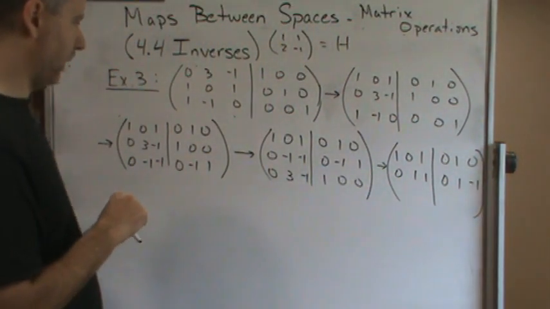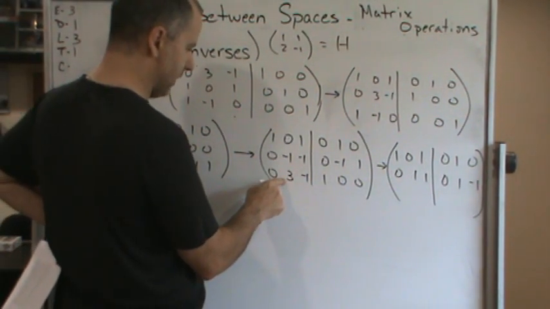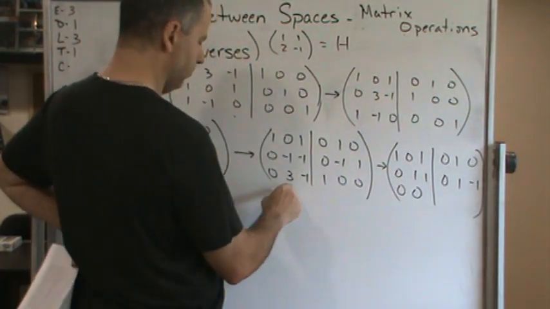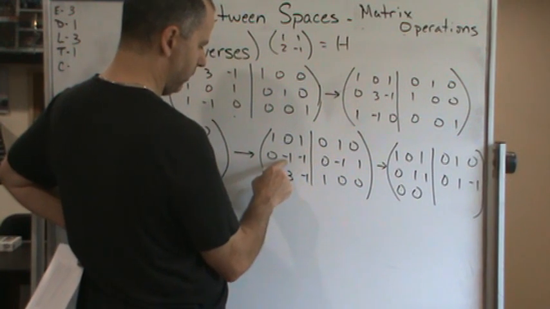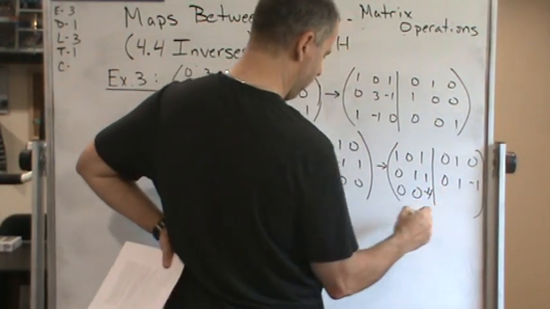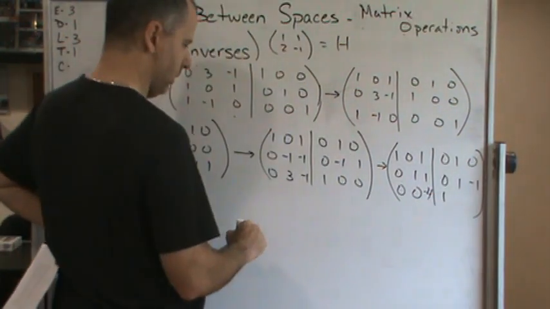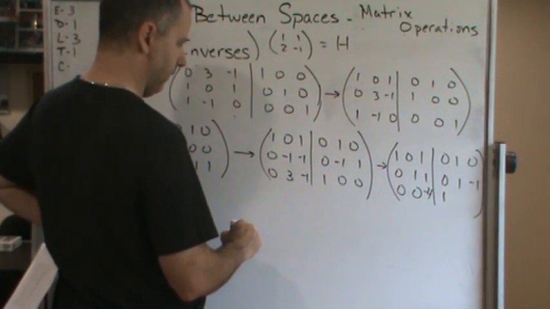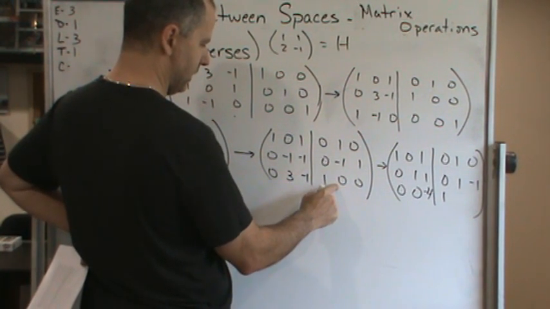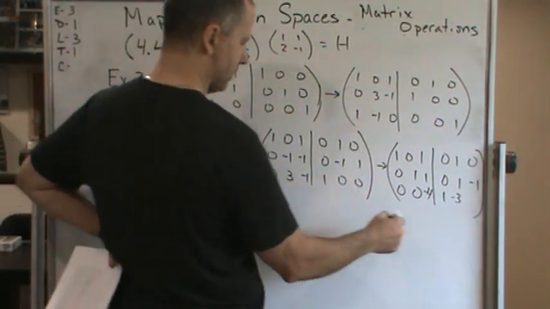All I did was multiply it by negative 1. And now I'm going to take 3 times this row and add it to the third row. That's going to give me 0, 0. 3 times this plus this is negative 4. Then 0, that's just going to give me 1. And then 3 times this plus this is going to give me negative 3, and then 3 times this plus this is going to give me positive 3.